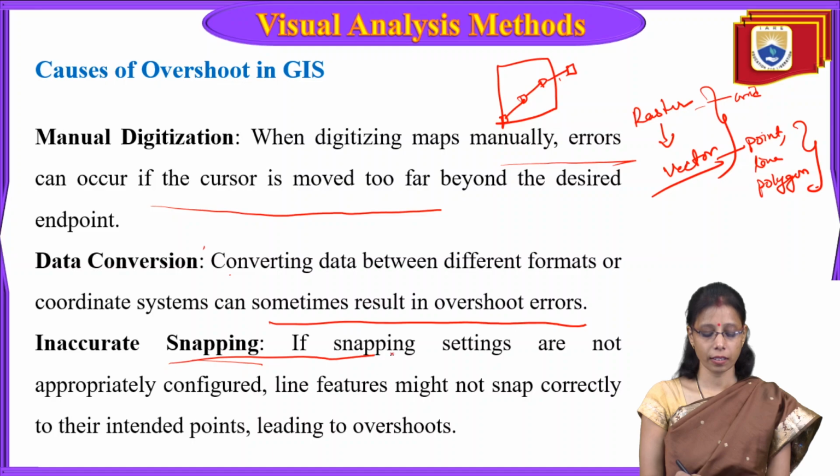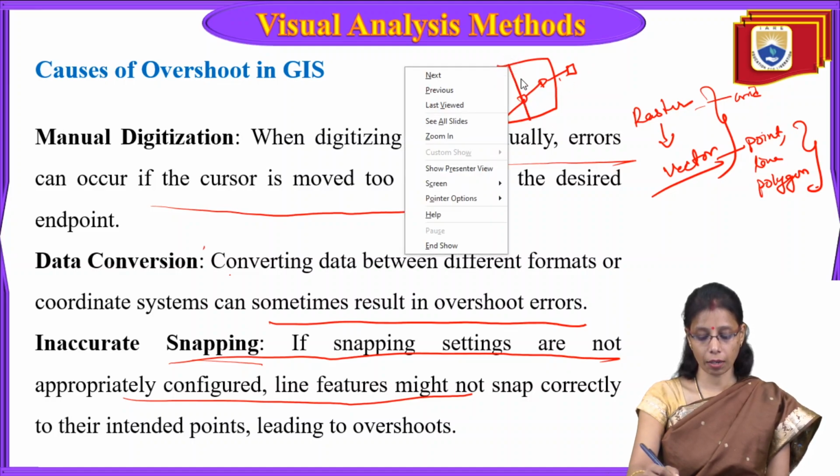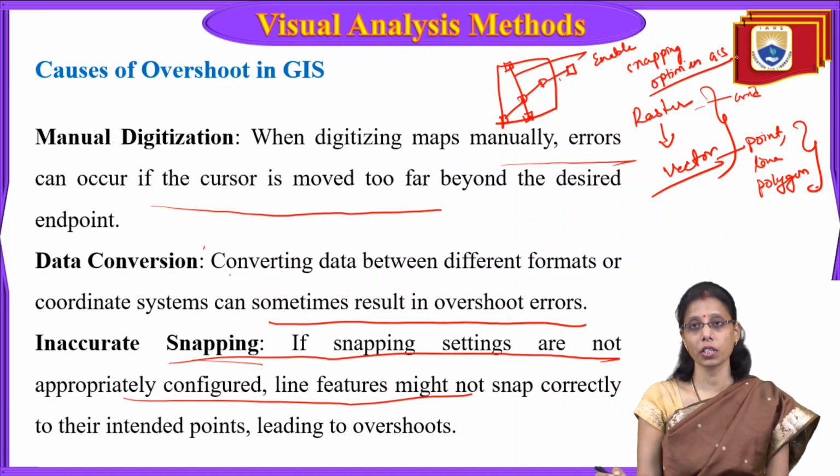And inaccurate snapping happens if the snapping settings are not appropriately configured. Snapping settings means that if you want to snap from here to here, so this line has to finish here, you have to enable the snapping option in GIS.